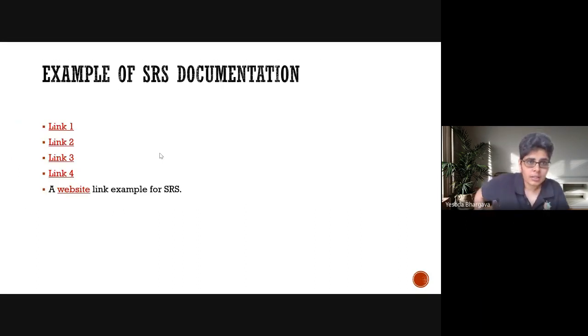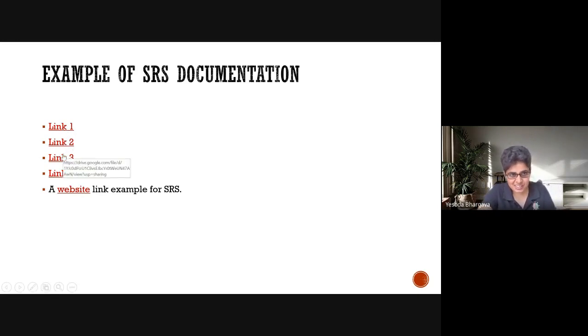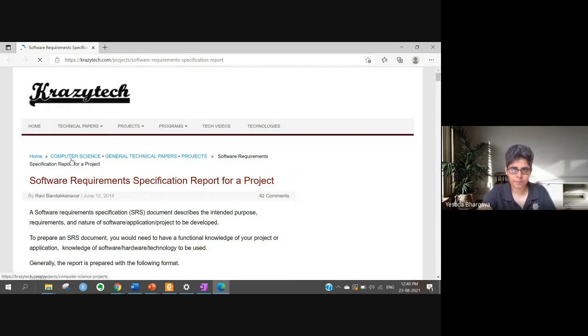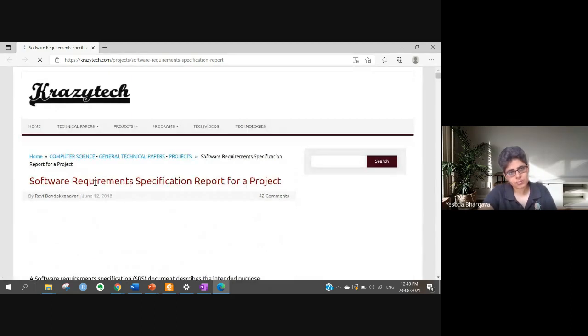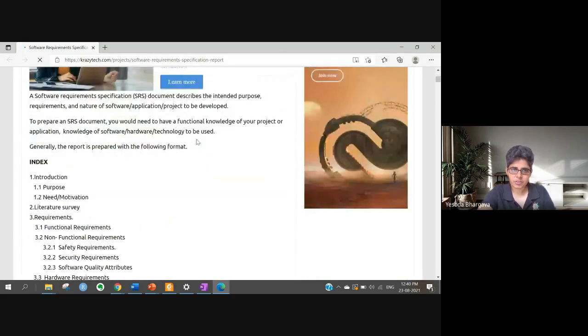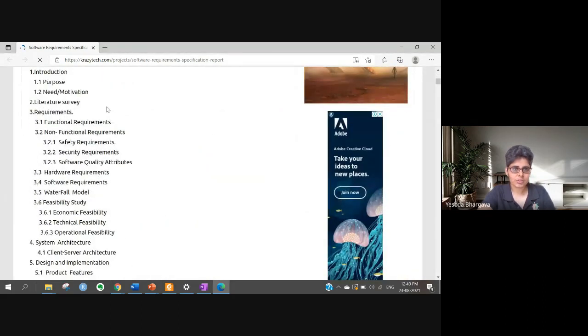Now, in this, I just want to show you the different SRS documents. These are the links of the SRS documents that you can go through, and this is basically a website link for SRS. I really found this good. It is not a formal document, but it provides you an overview. So I'll just try to show you from this, and then we will also look at the other links. Basically, this is a software requirement specification project for a report. So this is how the index looks like.